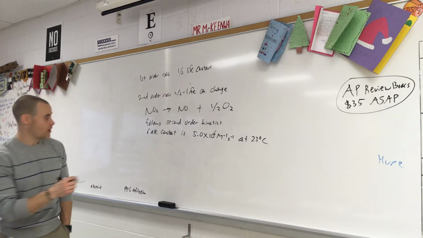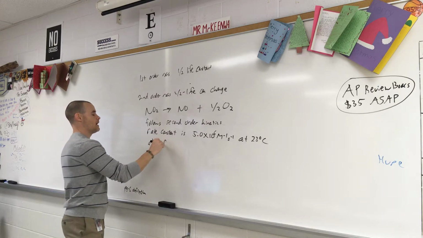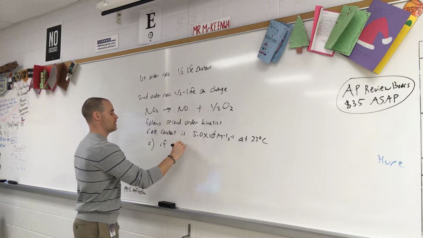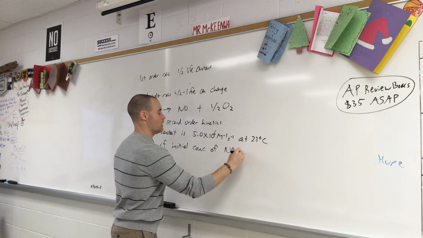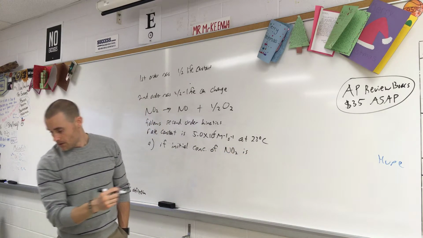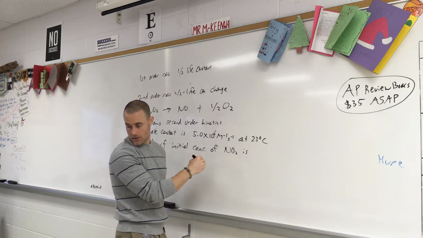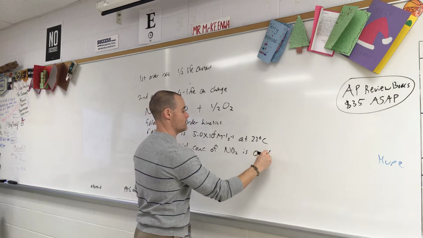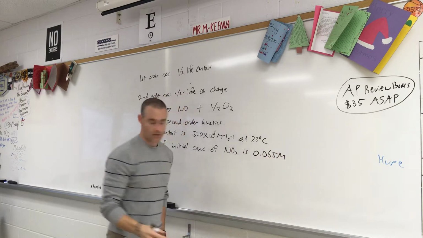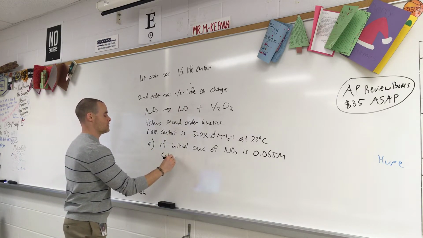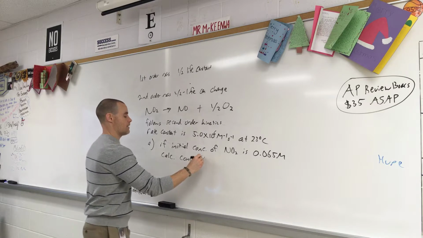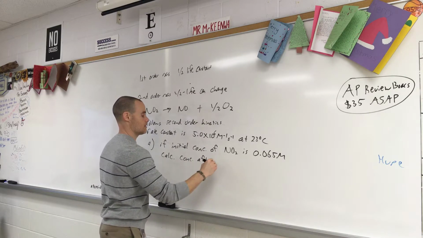Here's the first question, part A. If the initial concentration of NO2 is 0.065 moles per liter, calculate the concentration after 30 minutes.